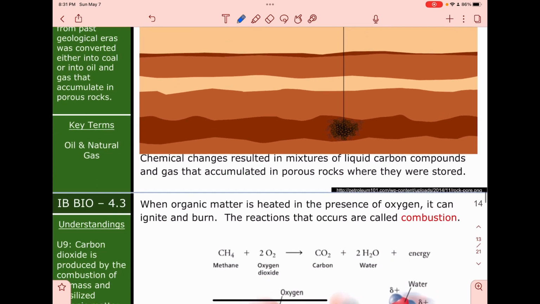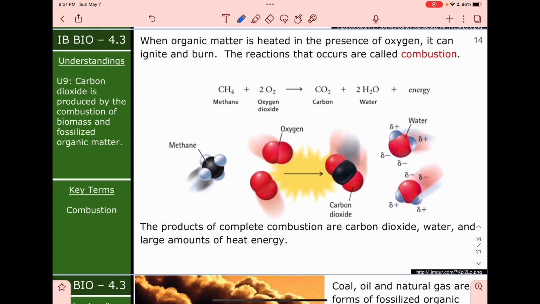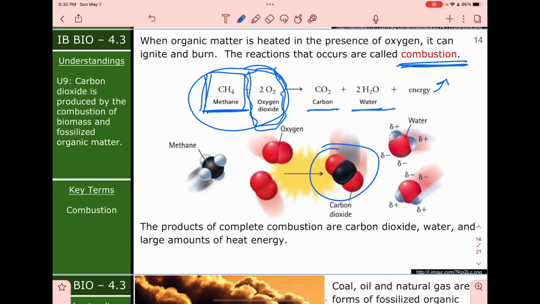All right, so chemical changes, we already talked about that. And now, when organic matter is heated in the presence of oxygen, it can ignite and burn. The reactions that occur are called combustion. So you have to understand that we're getting combustion, which is our organic matter in the presence of oxygen. And it's going to be broken down into carbon dioxide and water and energy. That carbon dioxide goes into our atmosphere, as does water. Water is also technically a greenhouse gas, water vapor, but because it rains, we don't really consider it because it's part of a cycle.